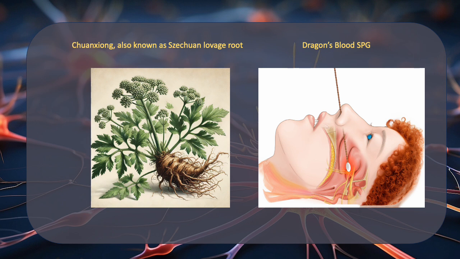Clinically speaking, you can use the herbal form of Sichuan lovage root, shown here on the left of the slide, in pill or tea form to modulate the release of calcitonin gene-related peptide.